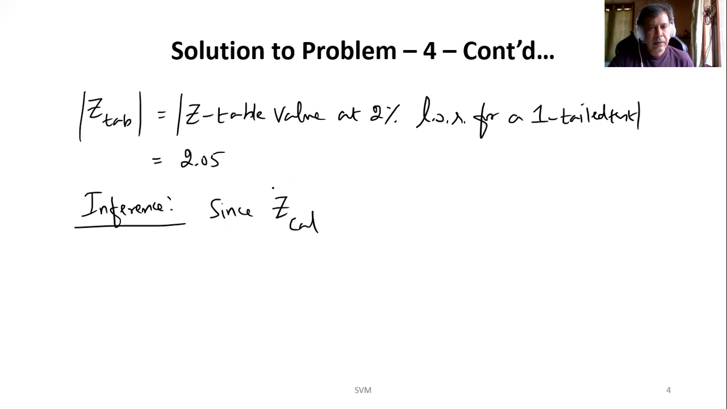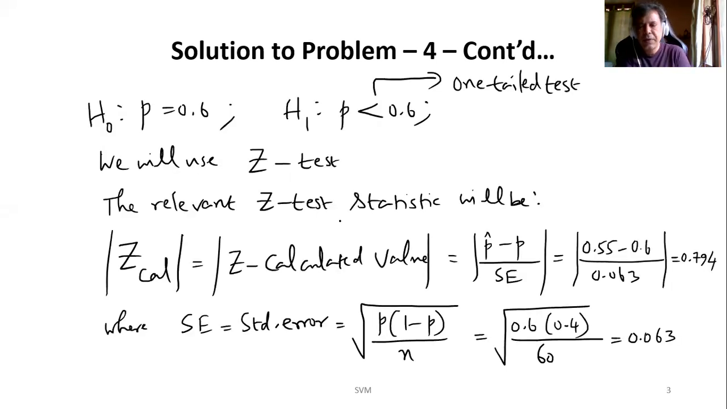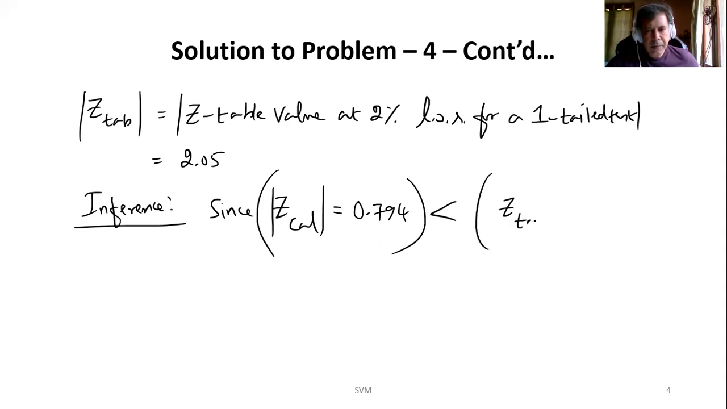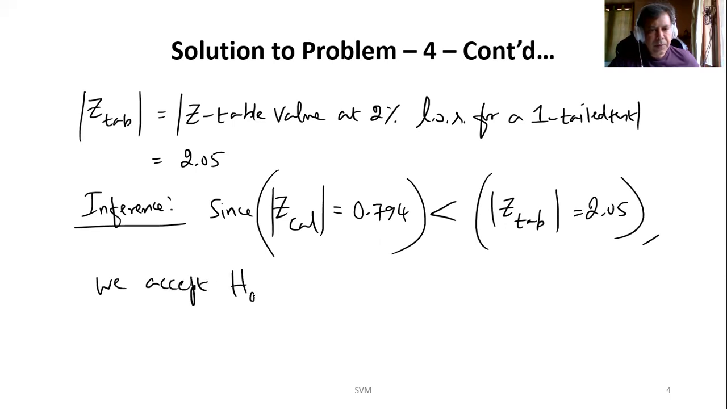Now we can come to the conclusion or the inference. Since Z-cal under modulus, which is 0.794, is lesser than Z-tab, which is 2.05, we accept the hypothesis. That's all. That ends this particular problem.